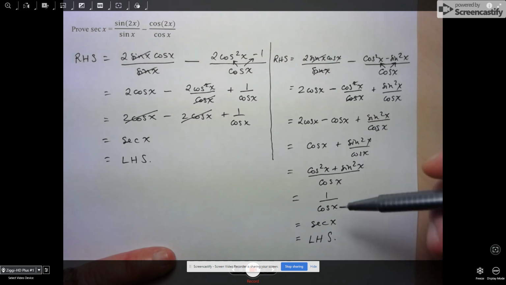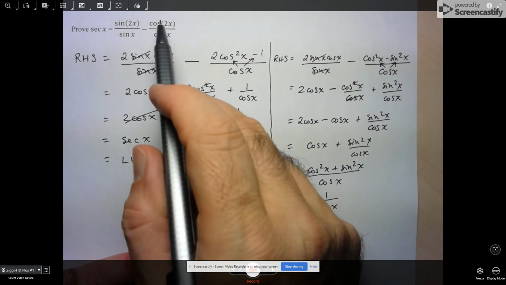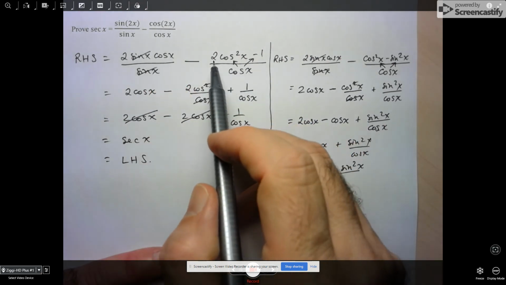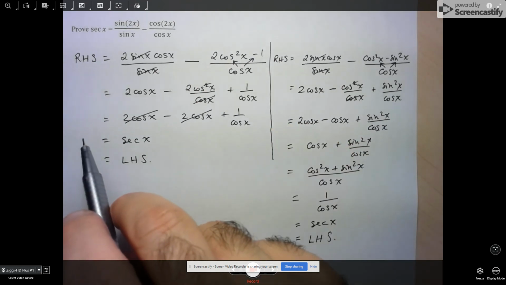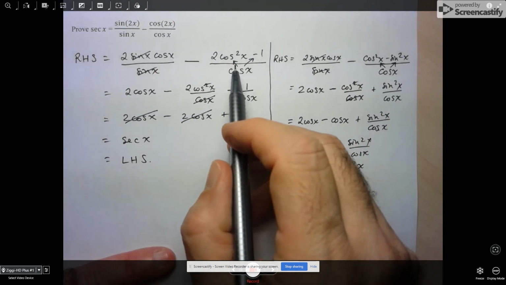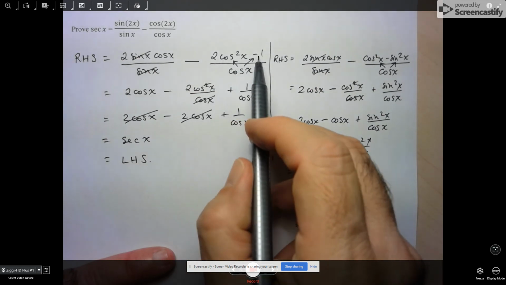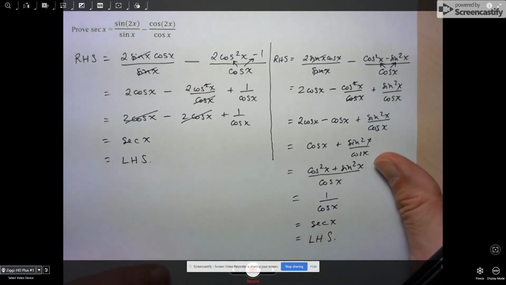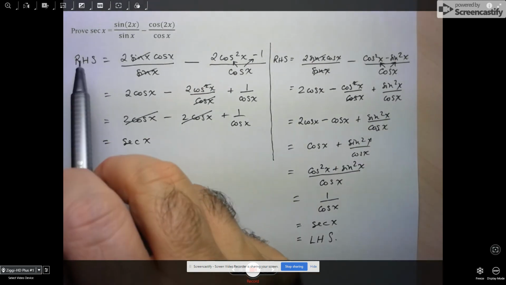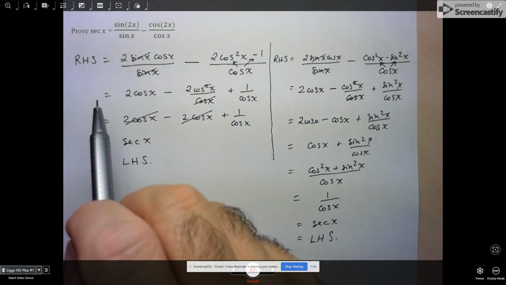Okay, so again, one of the things you want to do is that when you're choosing what identity to use for cos 2x, try to choose the one that matches the other expressions that you have nearby. In this case, because we were dividing by cos x, it made sense to use 2 cos squared x minus 1. All right, so again, just a quick recap here. When you're determining what side to start, try to choose the one that offers more options for manipulation.